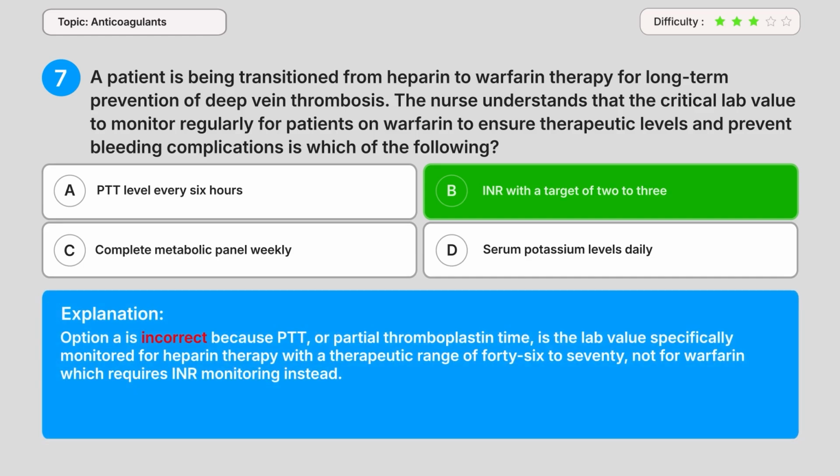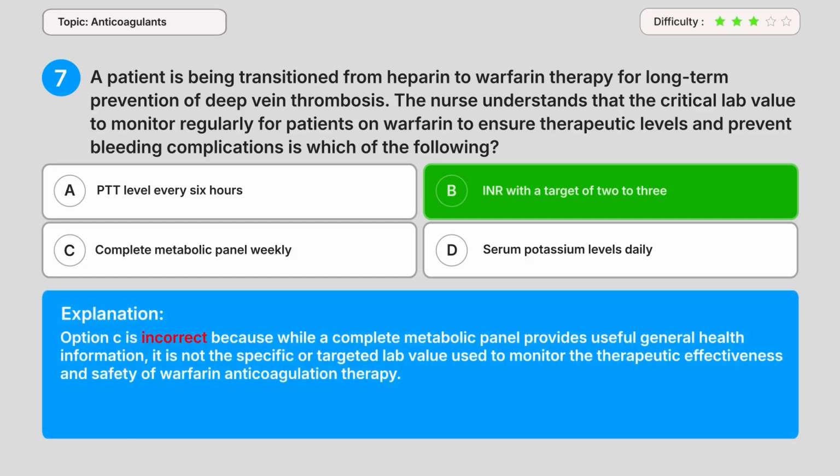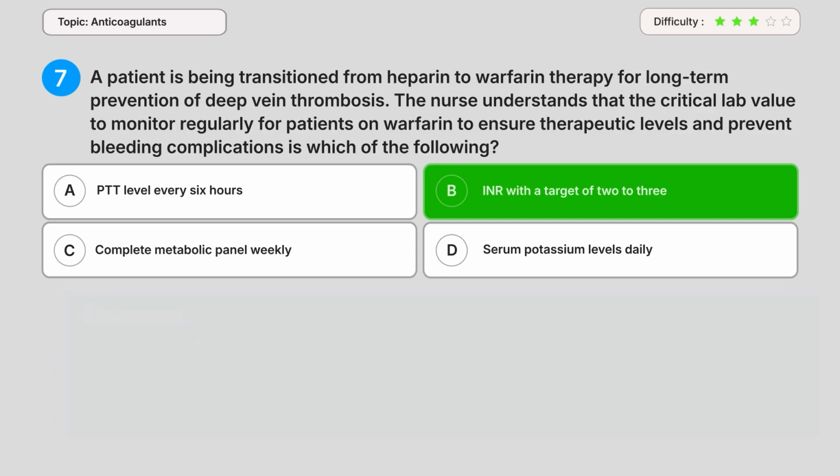Option A is incorrect because PTT, or partial thromboplastin time, is the lab value specifically monitored for heparin therapy with a therapeutic range of 46 to 70, not for warfarin, which requires INR monitoring instead. Option C is incorrect because while a complete metabolic panel provides useful general health information, it is not the specific or targeted lab value used to monitor the therapeutic effectiveness and safety of warfarin anticoagulation therapy.